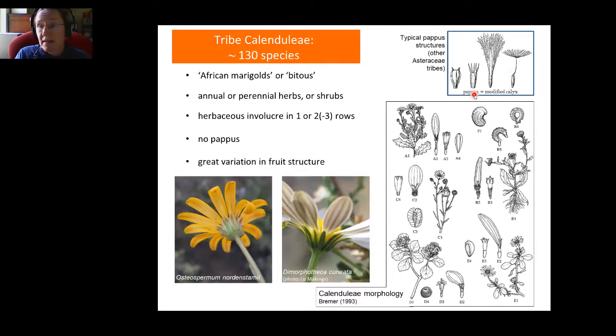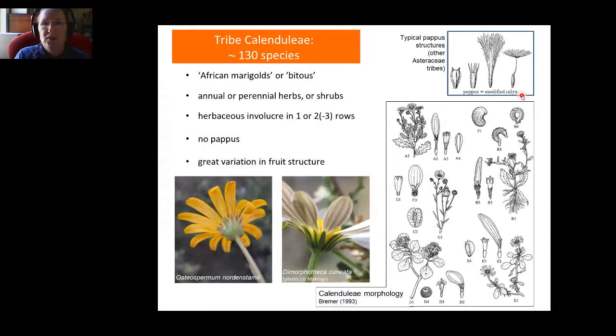So the pappus is the modified calyx that's normally involved in fruit dispersal. And here you can see typical pappus structures from other Asteraceae tribes, but in Calenduleae, these are absent. So the floret lacks the pappus. And perhaps for this reason, the tribe exhibits great variation in fruit structure. And I'll demonstrate this. I'm going to just walk you through the variation in the tribe.